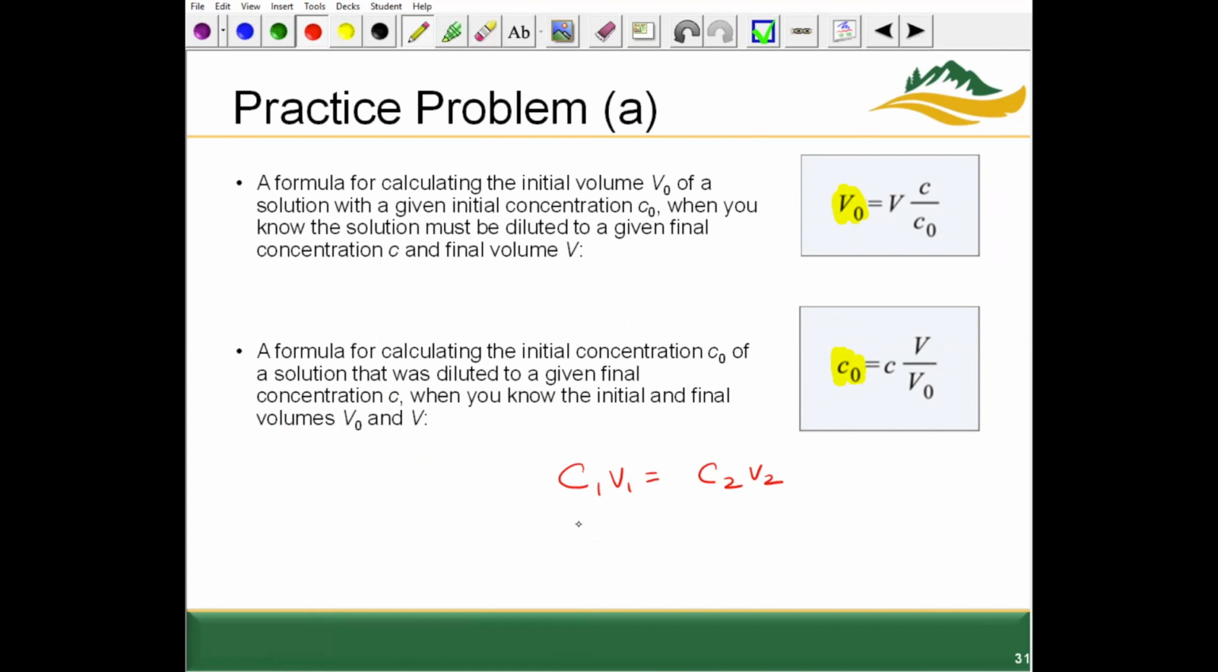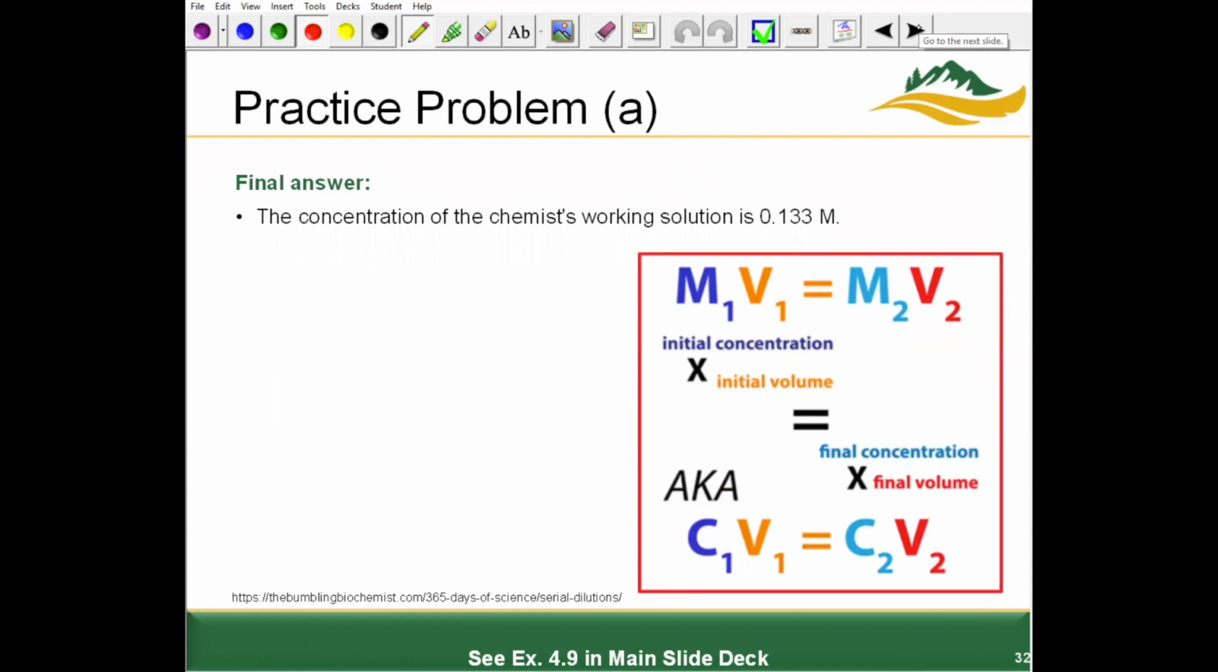Or if you prefer, C naught V naught equals CV. So these are all the same thing, and then we can rearrange this to solve for concentration and volume before dilution and concentration or volume after dilution. This is the final answer we got in 3 sig figs, right? So 0.133 molar.